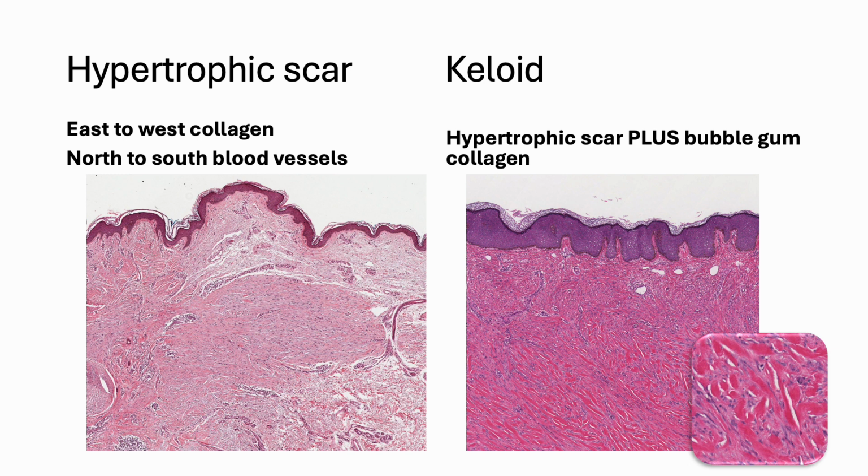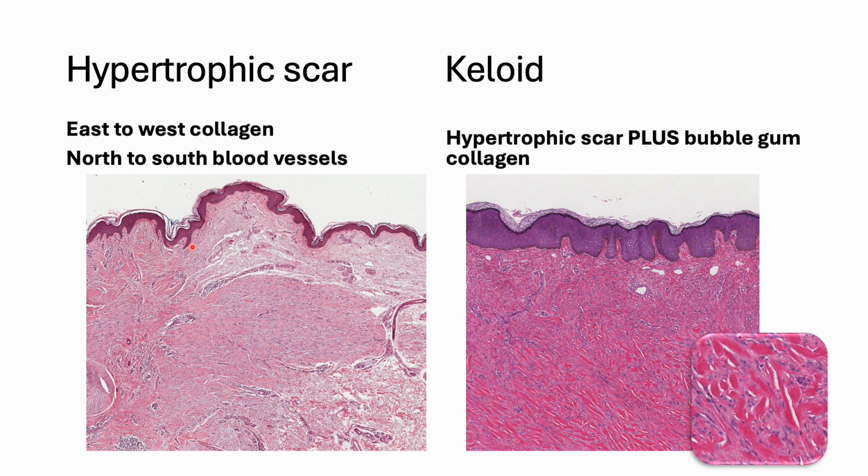Last but not least, let's discuss two disorders side by side. The first one on the left is the hypertrophic scar. The one on the right is the keloid. The feature to diagnose a hypertrophic scar is that the collagen bundles are aligned horizontally, or people call it east to west, and the blood vessels are aligned south to north, or vertically oriented. Those are the features of a hypertrophic scar.